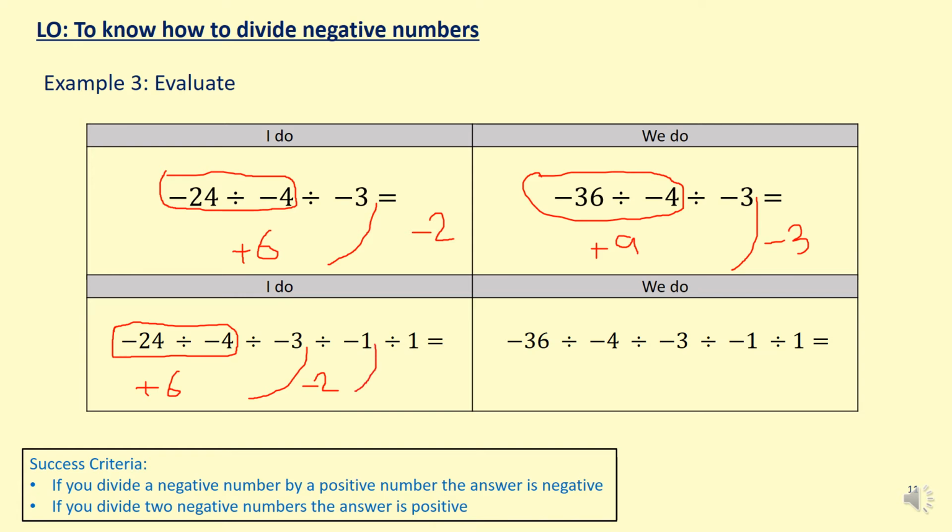2 divided by 1, you can't change the order. Make sure the answer is divided by the next one. So 2 divided by 1 is 2. Negative divided by negative is positive. Now I need to do this one. 2 divided by 1 is 2 again. Positive divided by positive stays positive. So your last answer is positive 2. Now pause the video. 1 minute, have a go with this one, please.